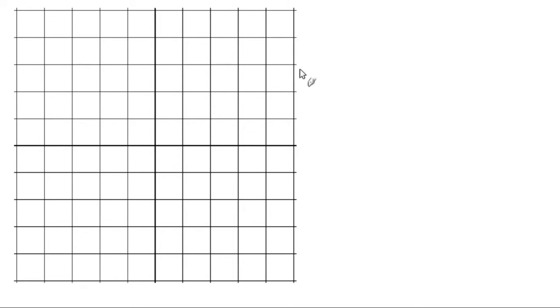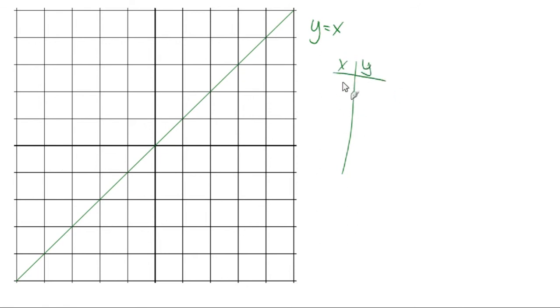Okay, let's take a look at what we call the parent function of all lines. It's this green line here, and it's just the formula y equals x. The formula y equals x will make this line. If we make a table of values and put in a 1 for x, then y equals x, so y is also 1. If x is 2, then y is 2, 3, 3, 0, and 0, negative 1 and negative 1, and so on. So you can see if we plot all those points where x and y are exactly equal, we'll get this line.